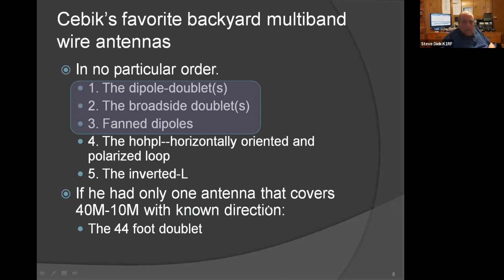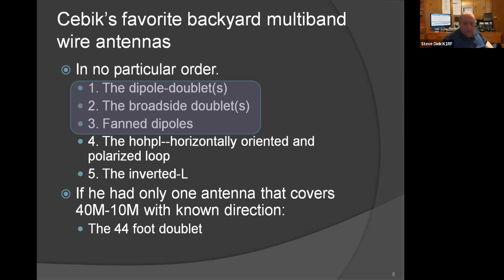So now let's talk about some multi-band wire antennas, in no particular order. Cebik's favorite backyard multi-band wire antennas start with a dipole doublet, which is basically a dipole at the lowest frequency of operation, using an antenna tuner on all its harmonics. Then there's a broadside doublet, which is different in that it's based on the highest frequency of operation, and it's 1 1/4 wavelengths long at the highest frequency. Then you go down by a factor of 4 to cover 4 bands.